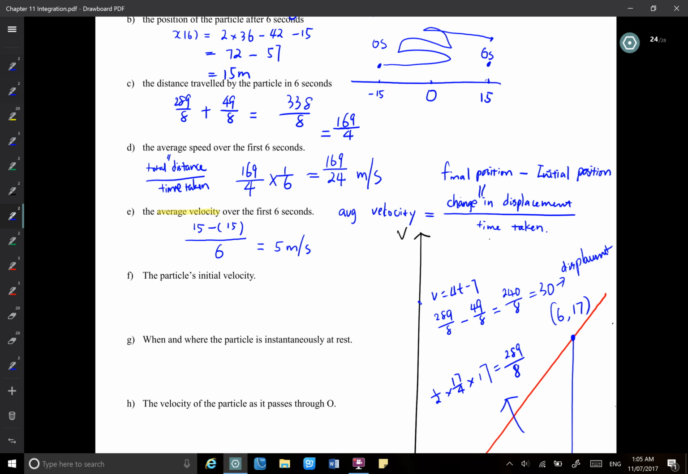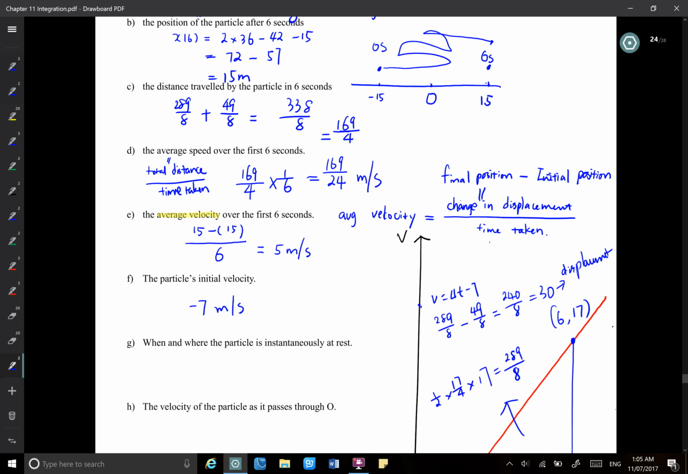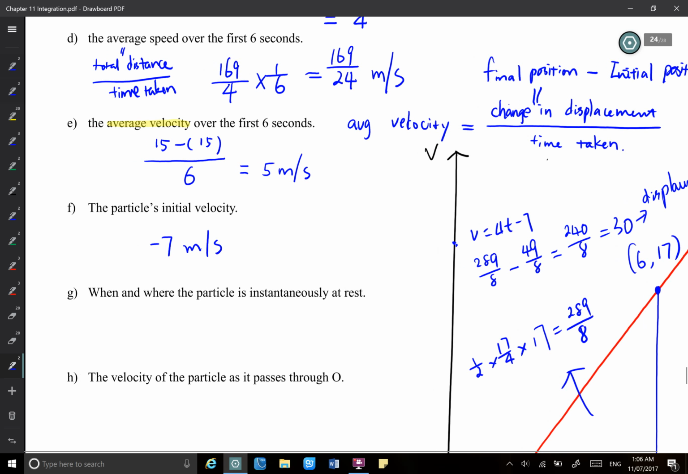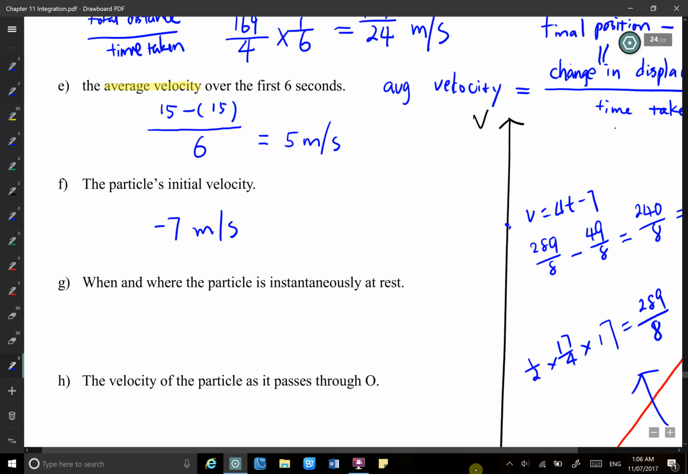This is very important. The particle's initial velocity, which is -7 meters per second, means the particle is traveling to the left at 7 meters per second. When and where is the particle instantaneously at rest? That means v(t) equals 0. So 4t minus 7 equals 0, t equals 7/4. That is when. And if it's where, it's asking you the displacement.